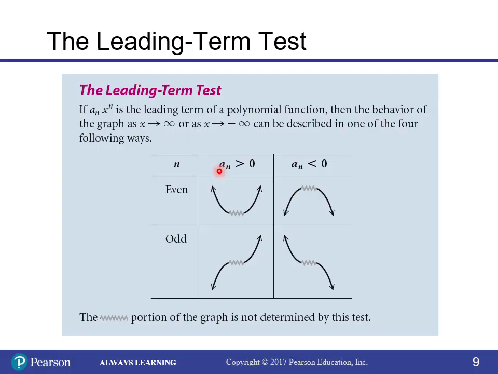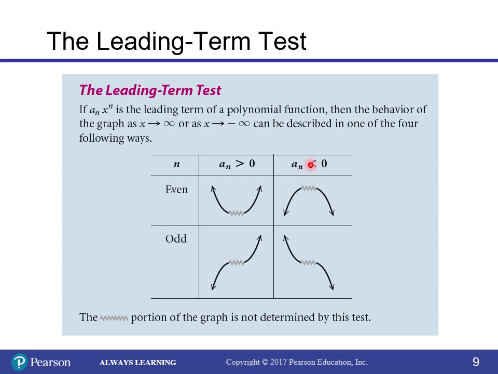If your a to the n, so this is your number in the front, is greater than 0, so basically if it's a positive number, then it's going to end up on both sides. As we go to negative infinity, it's going to positive infinity. As we go to positive infinity, it's going to go to positive infinity. Think about a parabola. If it is positive, it opens up. If it's the 4th power, it opens up.